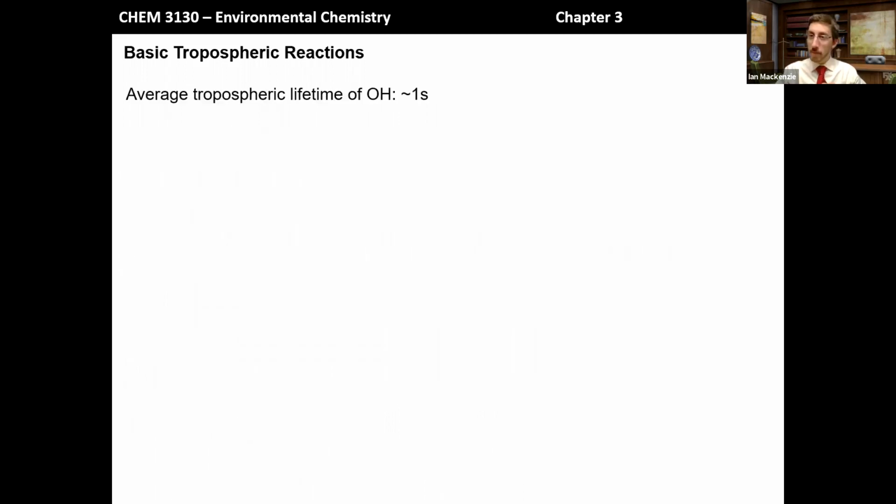Now, the average lifetime of that hydroxyl radical is about 1 second in the troposphere. It's a very reactive species, and as we'll see, it can react with a number of molecules, and so it's quickly consumed after it is formed, but as we'll see, it's eventually reformed. So what reactions can hydroxyl radical undergo?